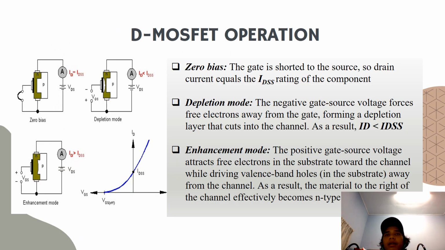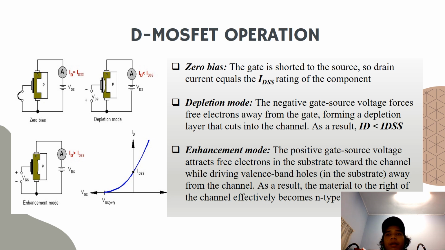The MOSFET operation. Zero bias. The gate is shorted to the source, so drain current equals the IDSS rating of the component. Depletion mode. The negative gate source voltage forces free electrons away from the gate, forming a depletion layer that cuts into the channel. As a result, ID is smaller than IDSS.